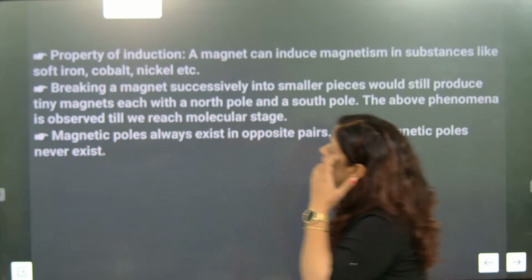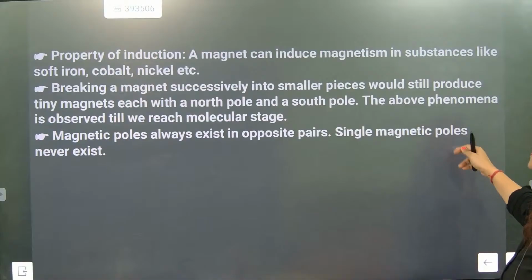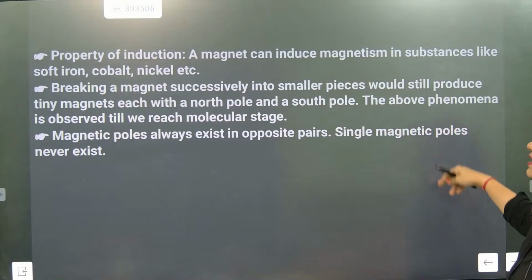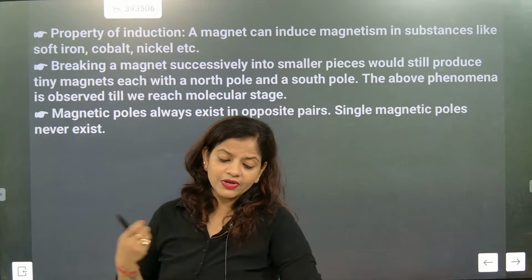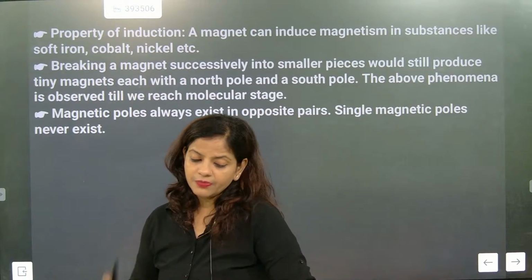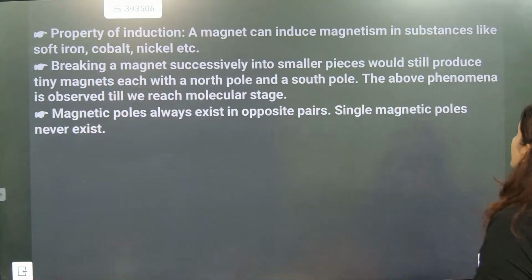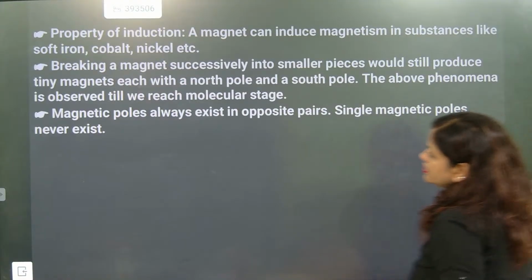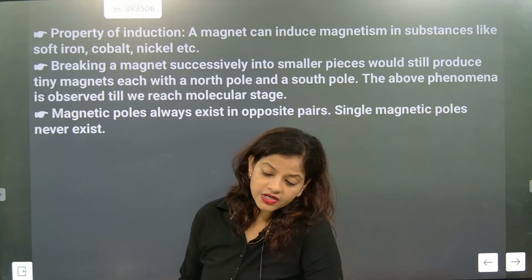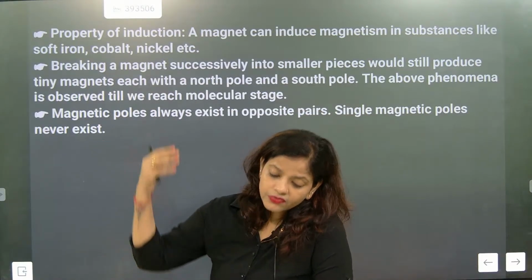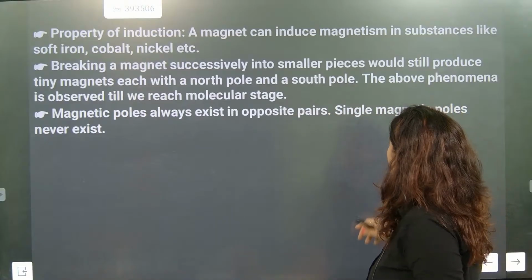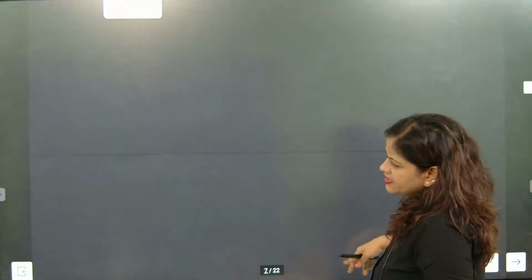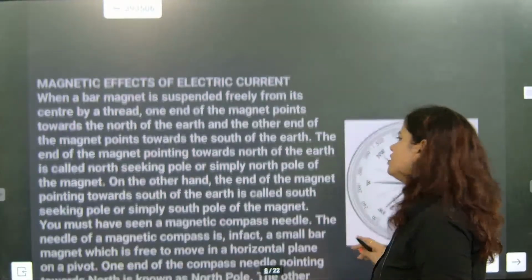Breaking magnets successively into smaller pieces would still produce tiny magnets, but their intensity will become small. Intensity means the magnetic field lines will become smaller and the effect of that magnet will become less. This phenomenon is observed until we reach the molecular stage. That's the most important thing. Till it is converted into the molecular stage, the magnet will show magnetic property. Magnetic poles always exist in opposite pairs. Single magnetic poles never exist. That's what Yashvit was talking about, monopole.